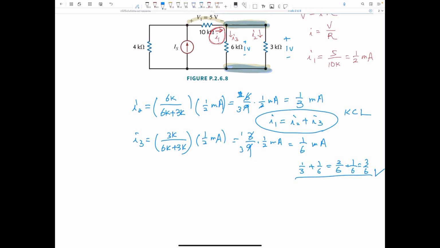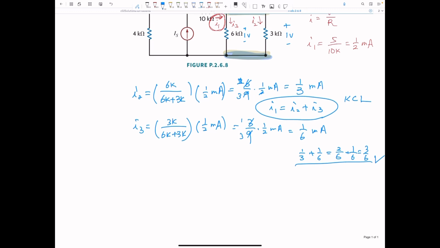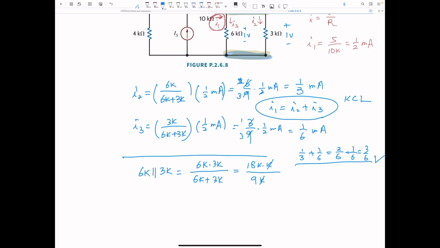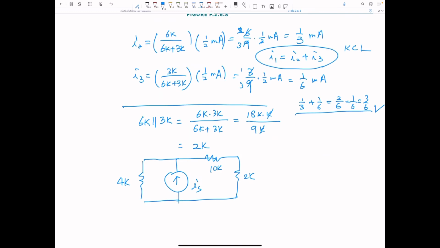Now, let's combine 6K and 3K together. That means 6K is parallel with 3K. So 6K times 3K over 6K plus 3K, so 18K over 9K. So we have 2K. Now, as you can see, 10K plus 2K, 12K, is parallel with 4K.